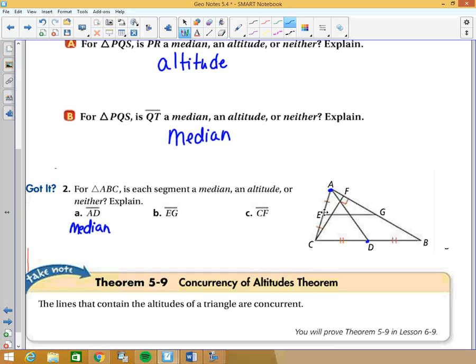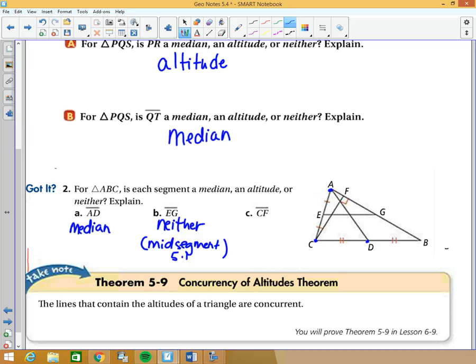Okay, we look at EG. EG goes from the midpoint of AC to what appears to be the midpoint of AB. So in this particular example, it's neither. However, you may remember that it bears a resemblance to the mid-segment that we did in 5.1.